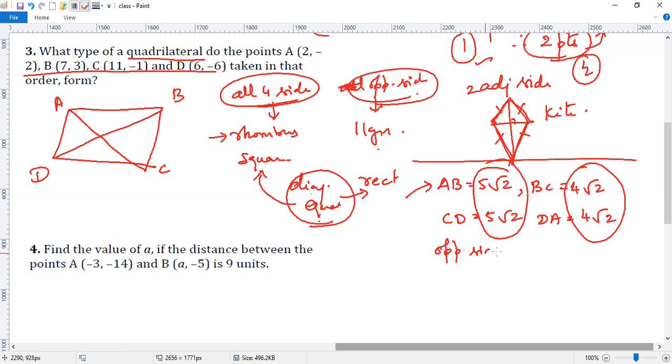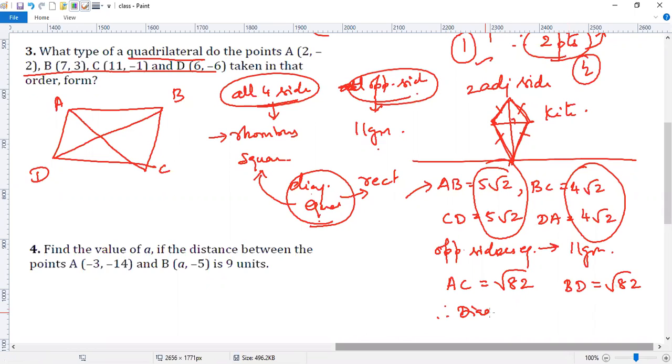Now you have the opposite sides equal. So what will you say? As the opposite sides are equal, it has got to be a parallelogram. Now you have to check the diagonals. When you identify them, you get AC as 82 and BD as 82 as well. Therefore, diagonals are equal, so you'll have a rectangle. Therefore, ABCD is a rectangle.